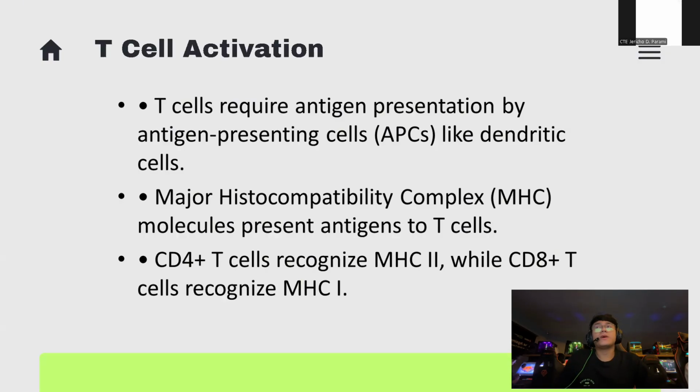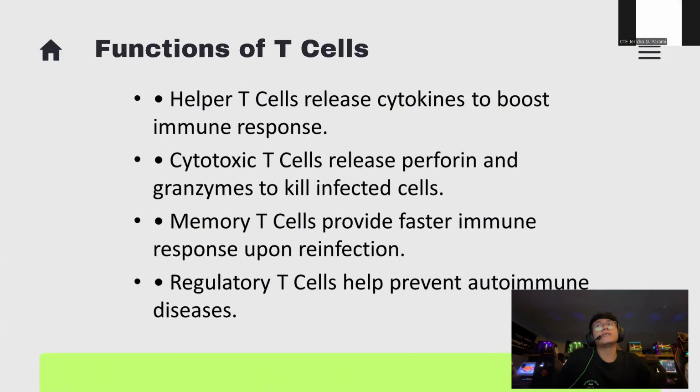As I said earlier, we have different types of T cells. Now we will learn the functions of the four. First, we have the helper T cells. They release cytokines to boost the immune response. Helper T cells, or the CD4 T cells, are cells that act as immune response regulators. Upon activation, they release cytokines that stimulate B cells and macrophages.